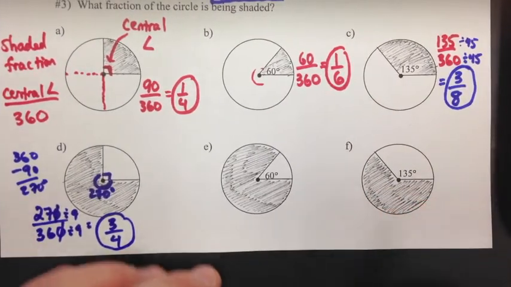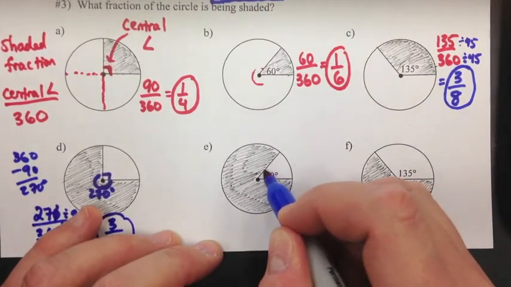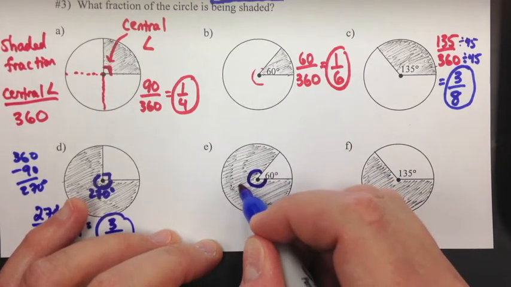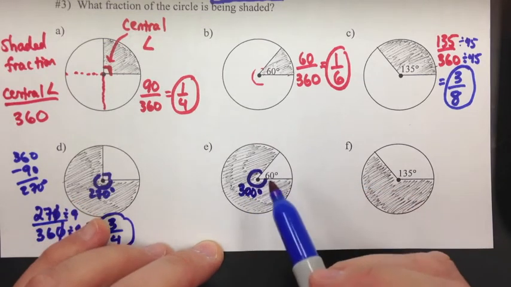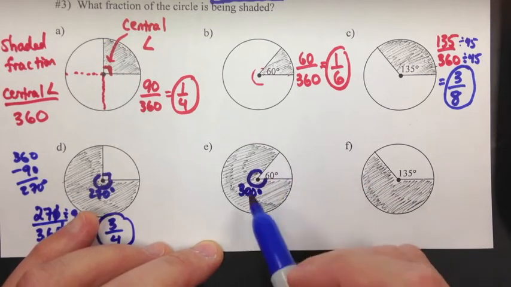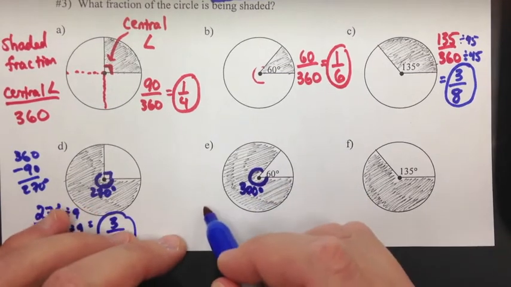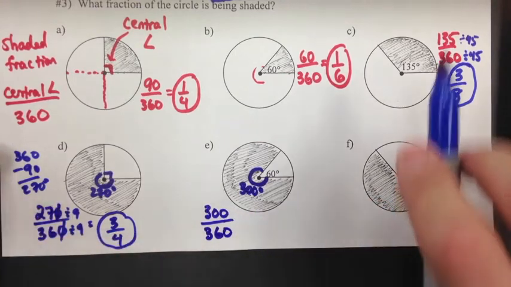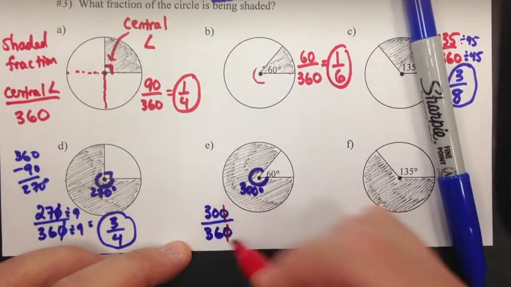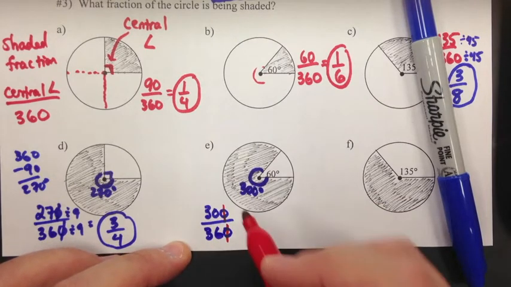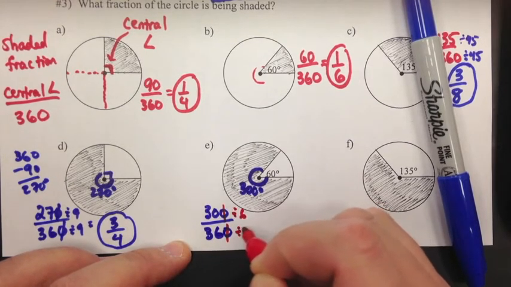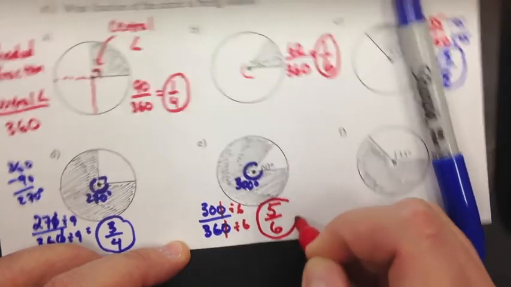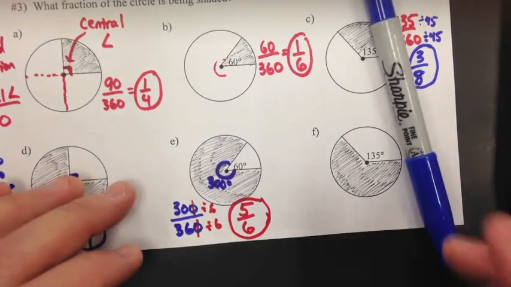All right, part E. Let's see, so 60 is the central angle, but what I want is everything else. That's where the shaded part is. That's going to be 300, because 360 minus 60 is 300. So the fraction is 300 divided by 360. I'm going to cross out the zeros again to reduce. Divide by 10, so I get 30/36. Divide each of those by 6, and we get 5/6. So the fraction being shaded is 5/6.